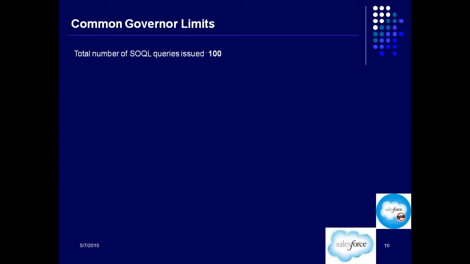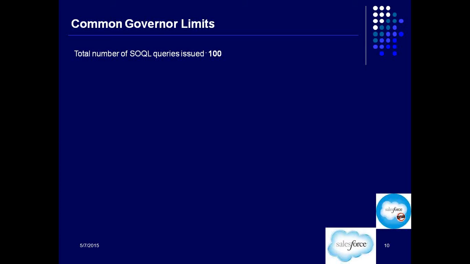Total number of SOQL queries issued in a transaction. Okay, now we know what is a transaction, right? So the total number of SOQL queries issued per transaction is 100. So within one transaction, now we understand what's a transaction and we know what's a transaction boundary. So in a certain transaction boundary, which can be an Apex class method, which can be a trigger, the total number of SOQL queries that can be issued is 100. You cannot have more than 100 SOQL queries inside one transaction.